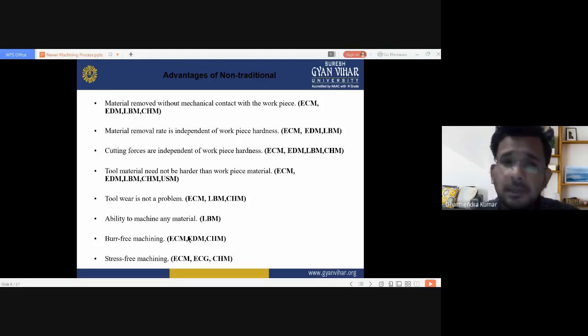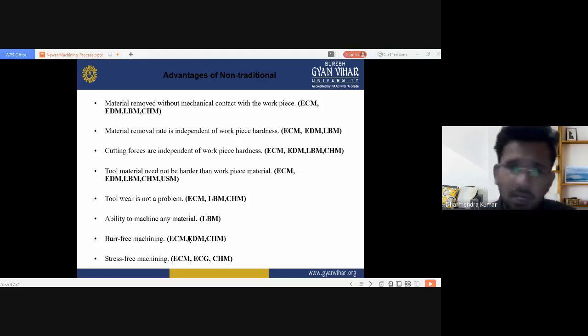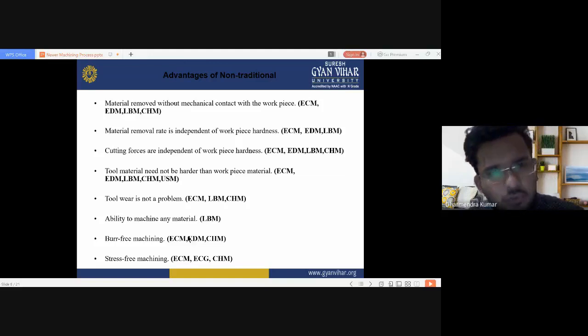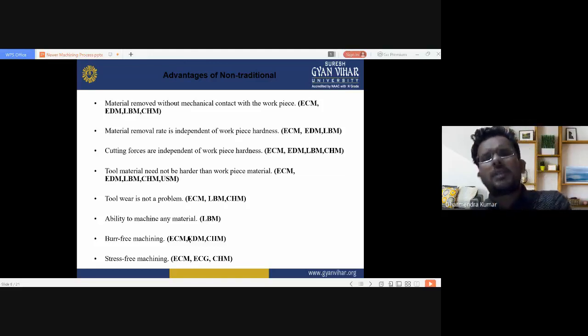The second one is that material removal rate is independent of workpiece hardness, particularly in ECM, EDM, and LBM. Here, ECM stands for electrochemical machining, EDM is electric discharge machining, and LBM is laser beam machining. The third one is that cutting forces are independent of workpiece hardness.